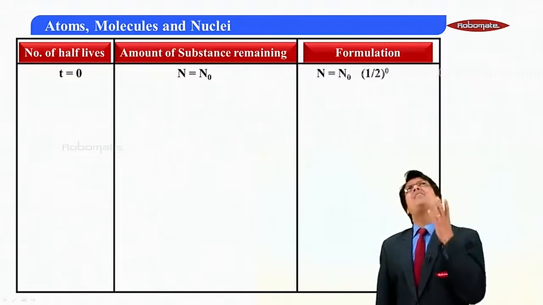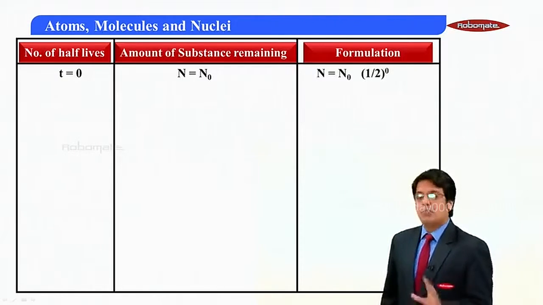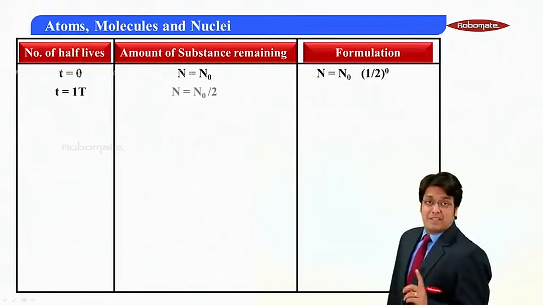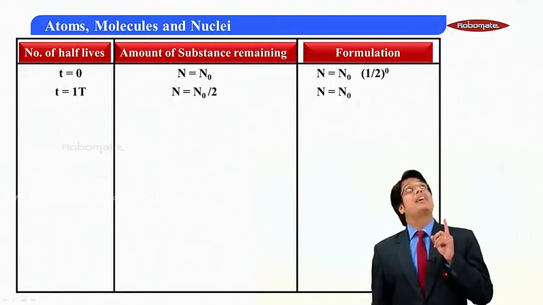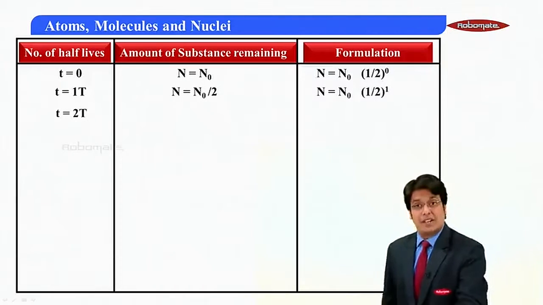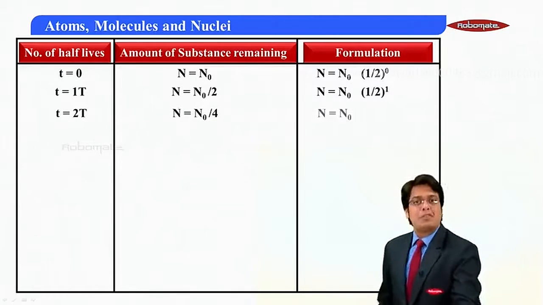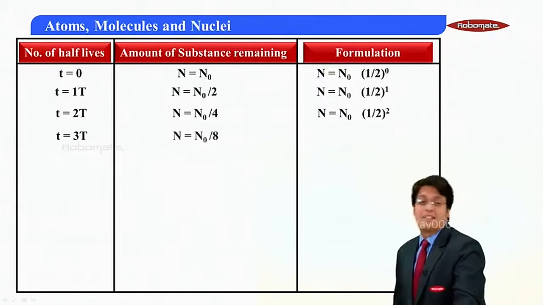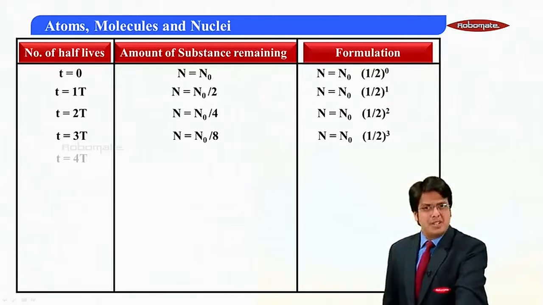You say, sir, why are we doing all these things? Why half raised to 0? Simply write now, N is equal to N0. No, just wait. When your time is the first half-life, it becomes N0 by 2. And N0 by 2 can be written as N0 into half raised to 1. Then for the second half-life, N becomes N0 by 4. That is N0 half raised to 2. Third half-life, N0 by 8. That is N0 half raised to 3.